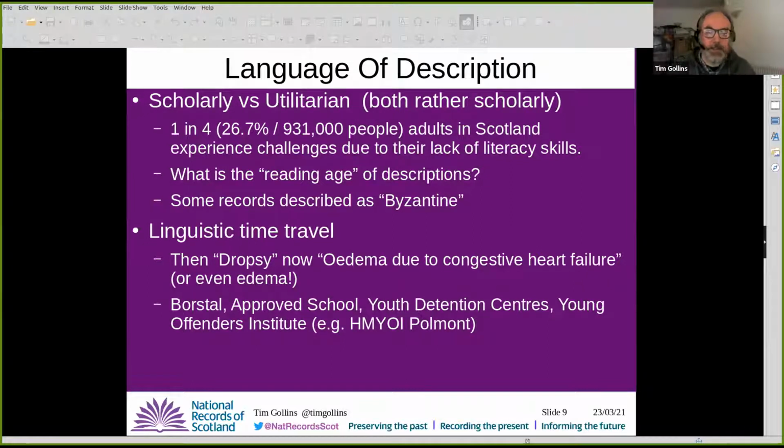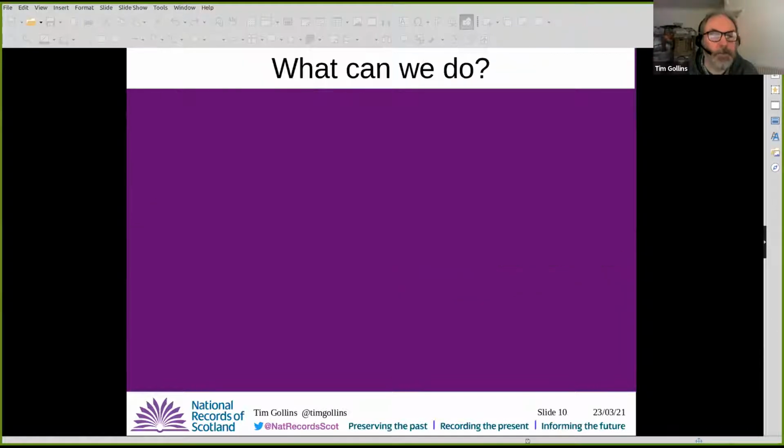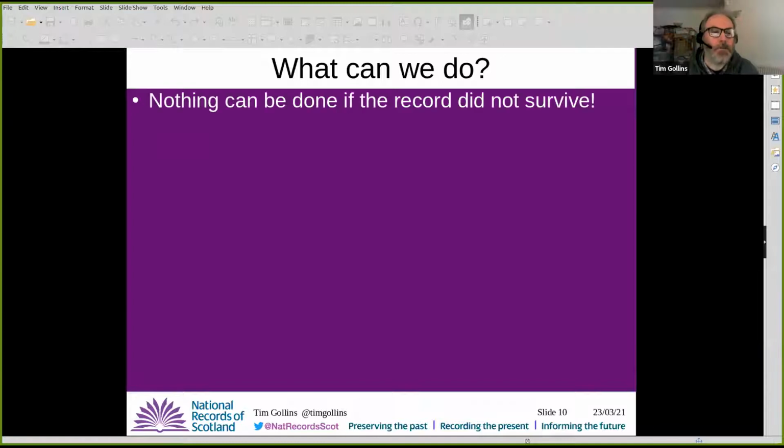Thinking about an institution that is literally just down the road from me, Her Majesty's Young Offenders Institute at Polmont, that might be described as a borstal, an approved school, or a youth detention centre in records through the latter half of the 20th century. How do we account for that? So what can we do?